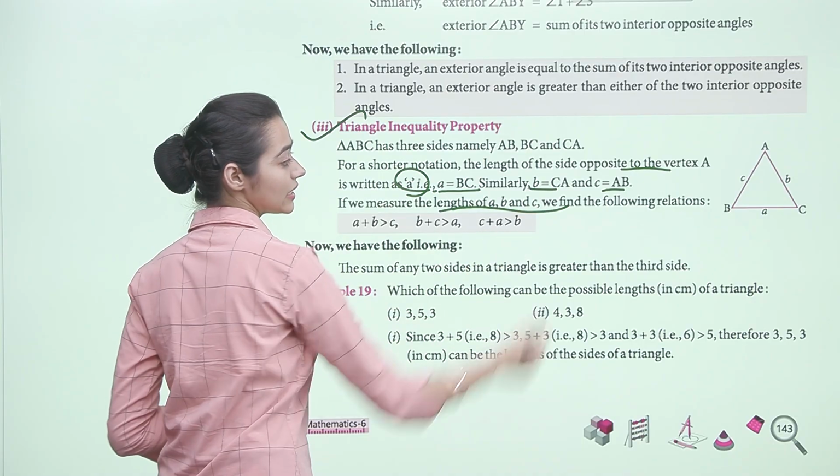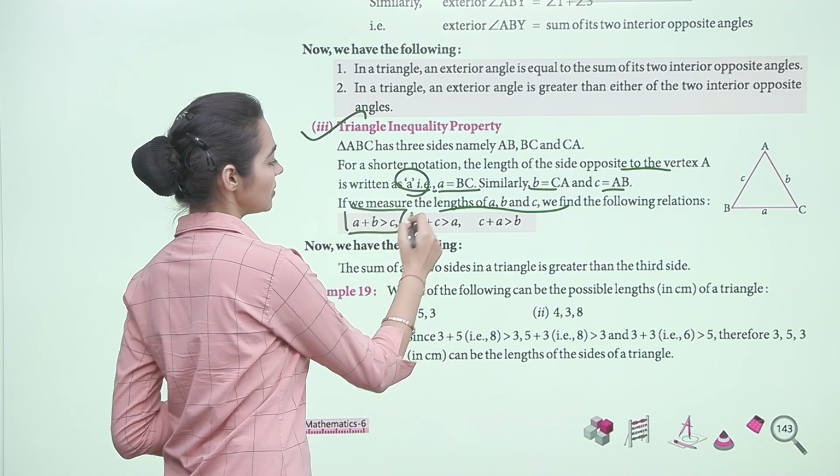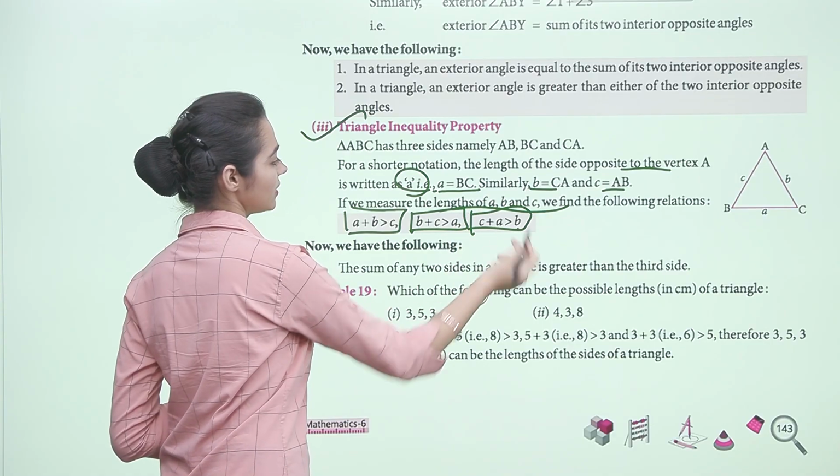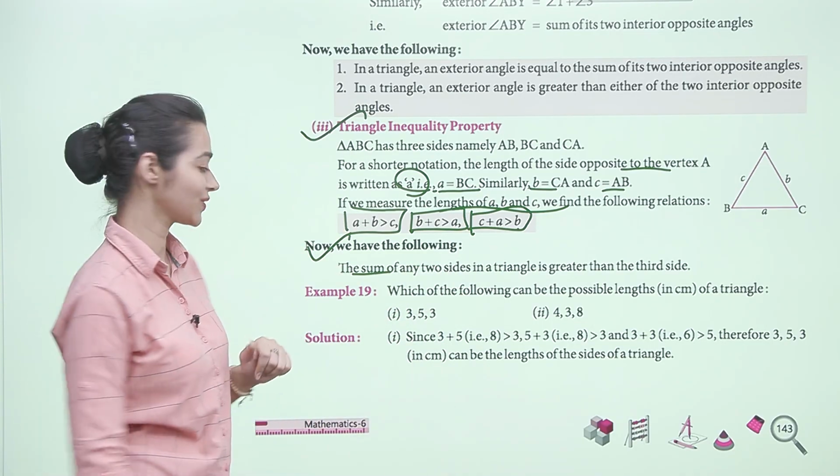So for the lengths a, b and c, we find the following relations: a plus b is greater than c, b plus c is greater than a, and c plus a is greater than b. That is, the sum of any two sides in a triangle is greater than the third side.